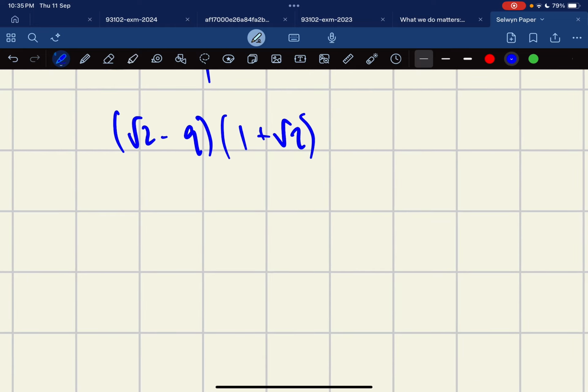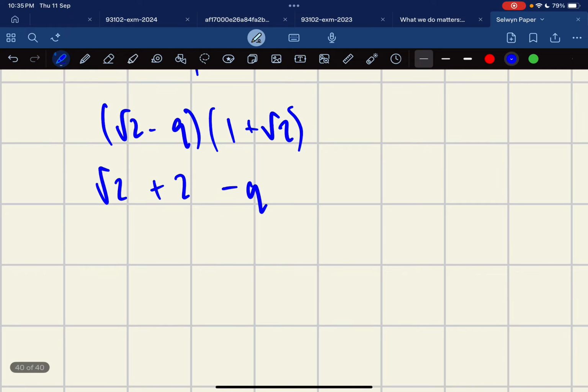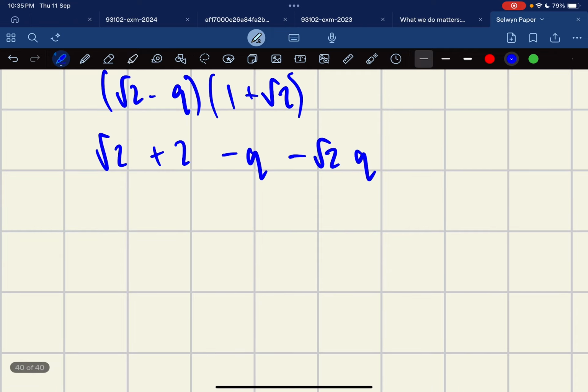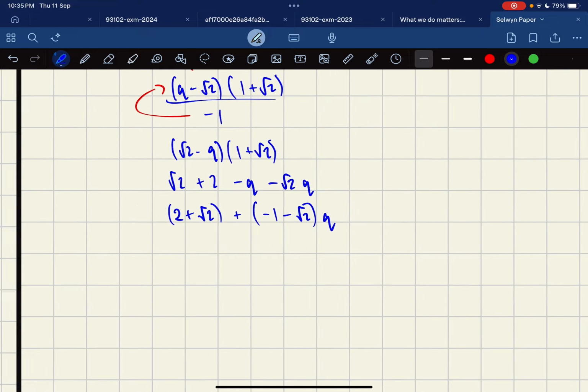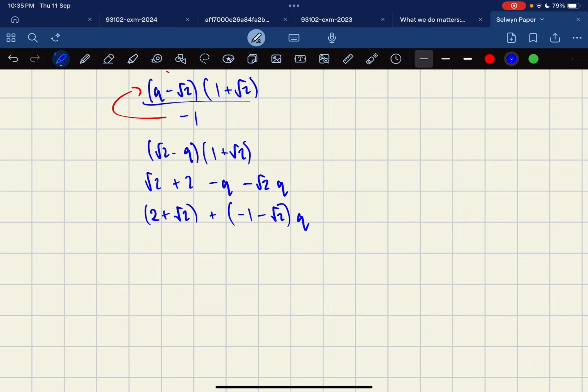So this turns into (root 2 minus 3) times (1 plus root 2). And then you expand this out, you get root 2 plus 2, and then minus 3, and then minus root 2 times 3. And then to factorize it in the form that they want, a is going to be 2 plus root 2, and then b is going to be negative 1 minus root 2 times q. And that is the answer.